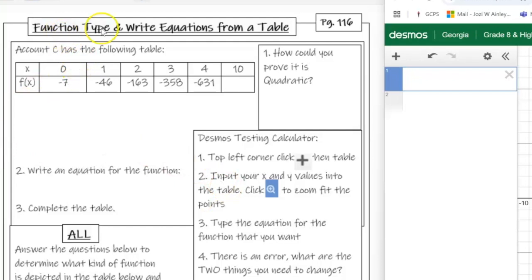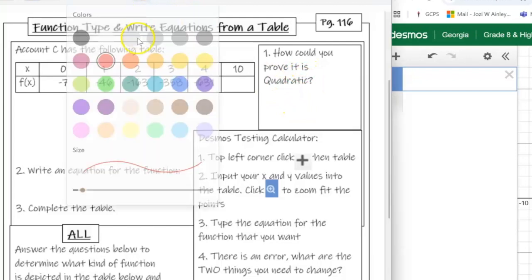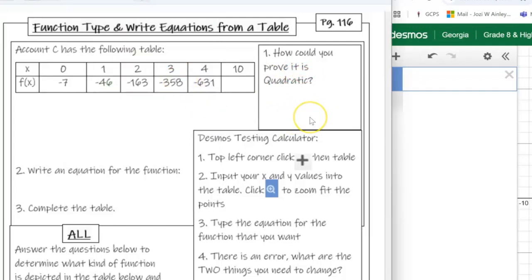All right, so we're going to take a look at function type and writing equations from a table. We've done this previously, so this is going to be just a quick review. Accountancy has this following table. How do I prove that it's quadratic? In order for you to prove that it's quadratic, you need to know that the second difference is constant. All right, so in order to check that it's quadratic, we also have to check that it's linear.